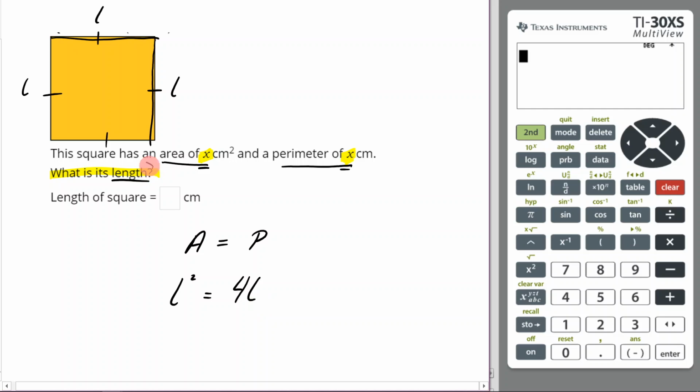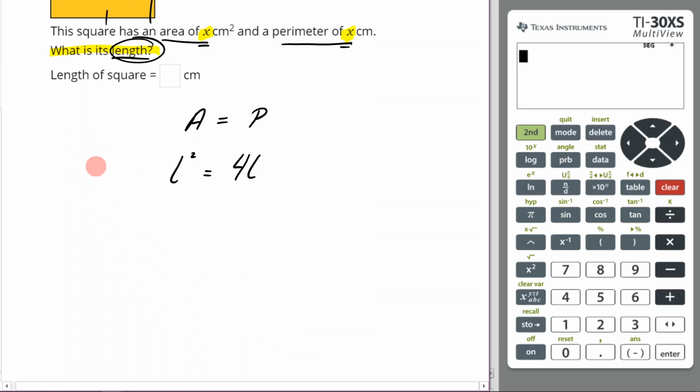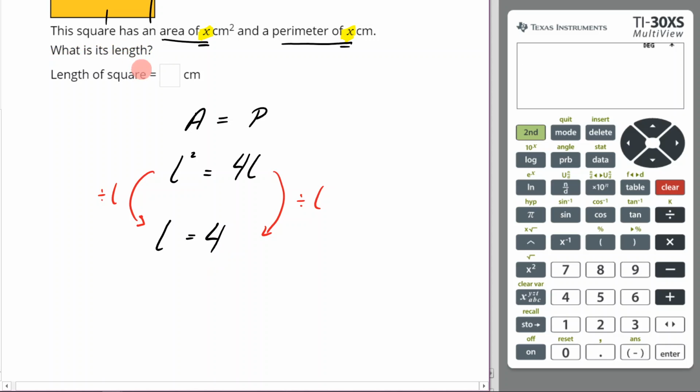Now, I want to find out what the length of this square is going to be. So I just want to find out what L is. I don't want L squared, I just want L by itself. So what I can do here is divide both sides by L. Because I know that L squared divided by L is just L. And that means I have to divide by L on this side as well. 4L divided by L will just be 4. So I'll be left with 4 here. And I'm done. That's all you had to do. So the length of the square will be 4 centimeters.